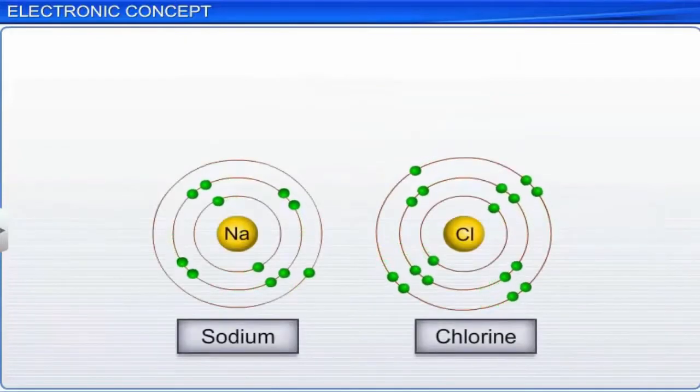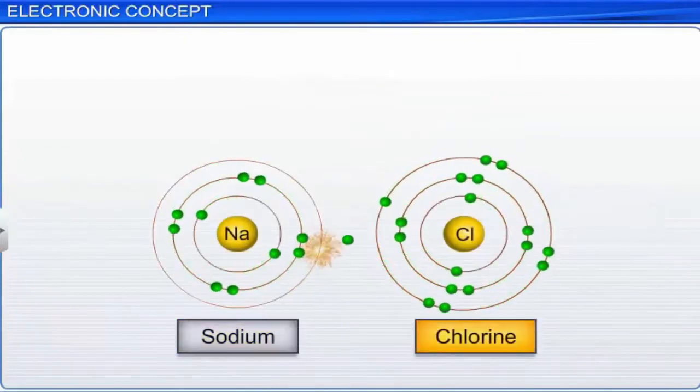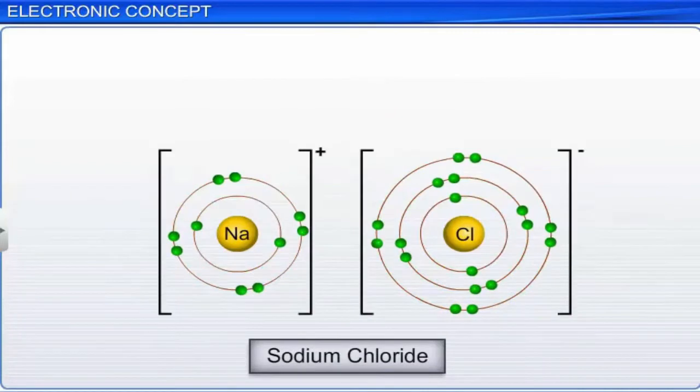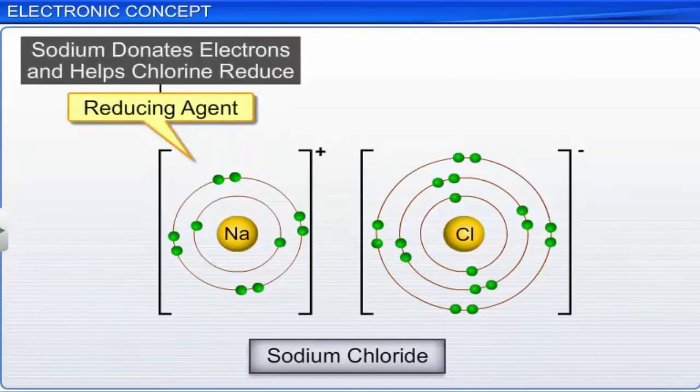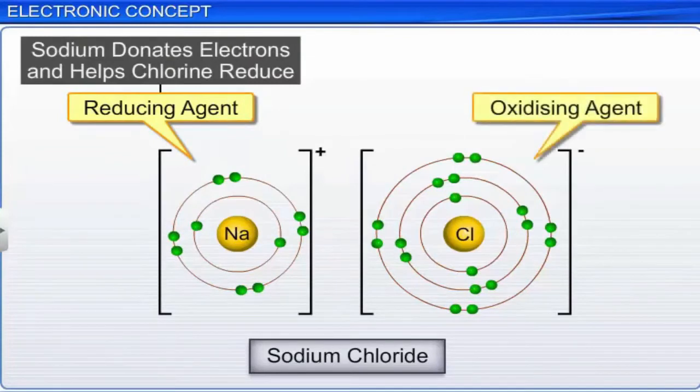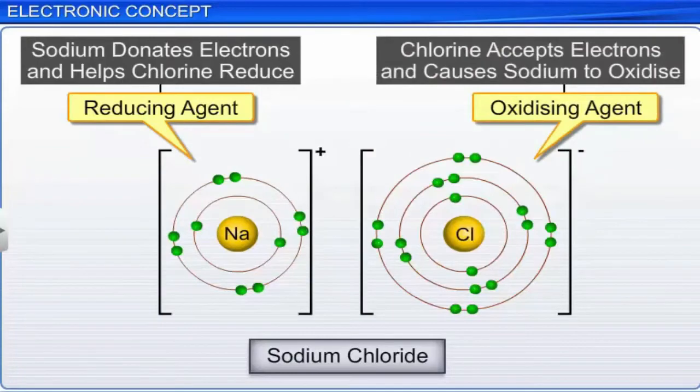Thus, in the reaction between sodium and chlorine to form sodium chloride, sodium acts as a reducing agent by donating the electrons, while chlorine acts as an oxidizing agent by accepting the electrons.